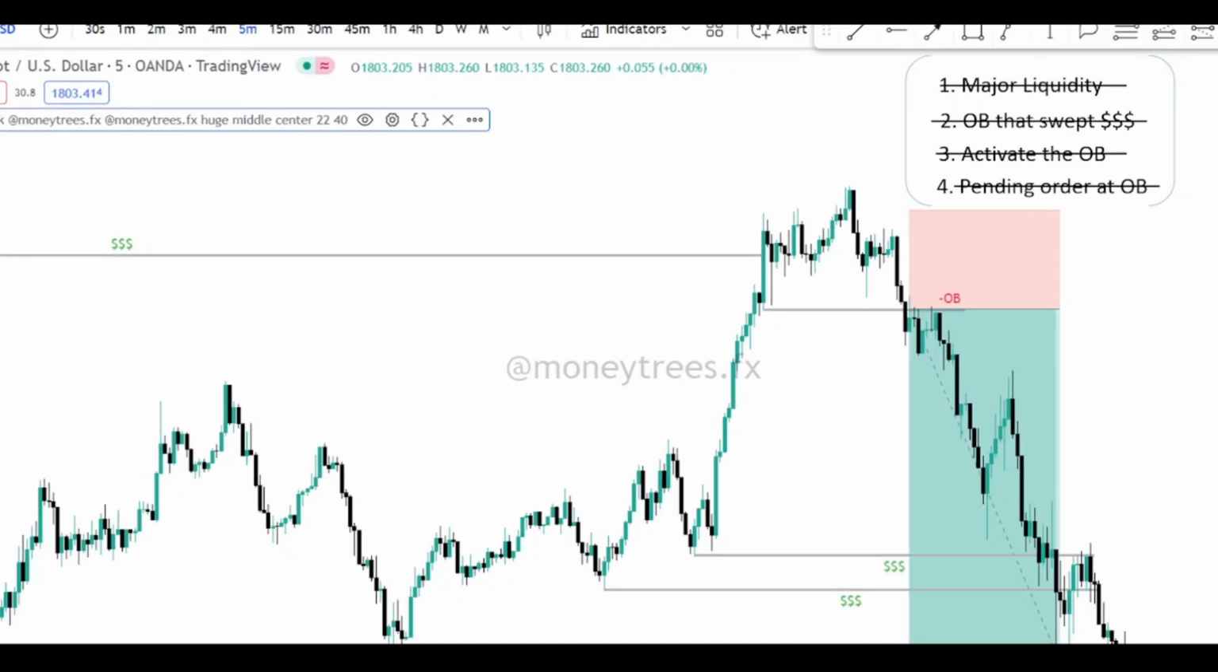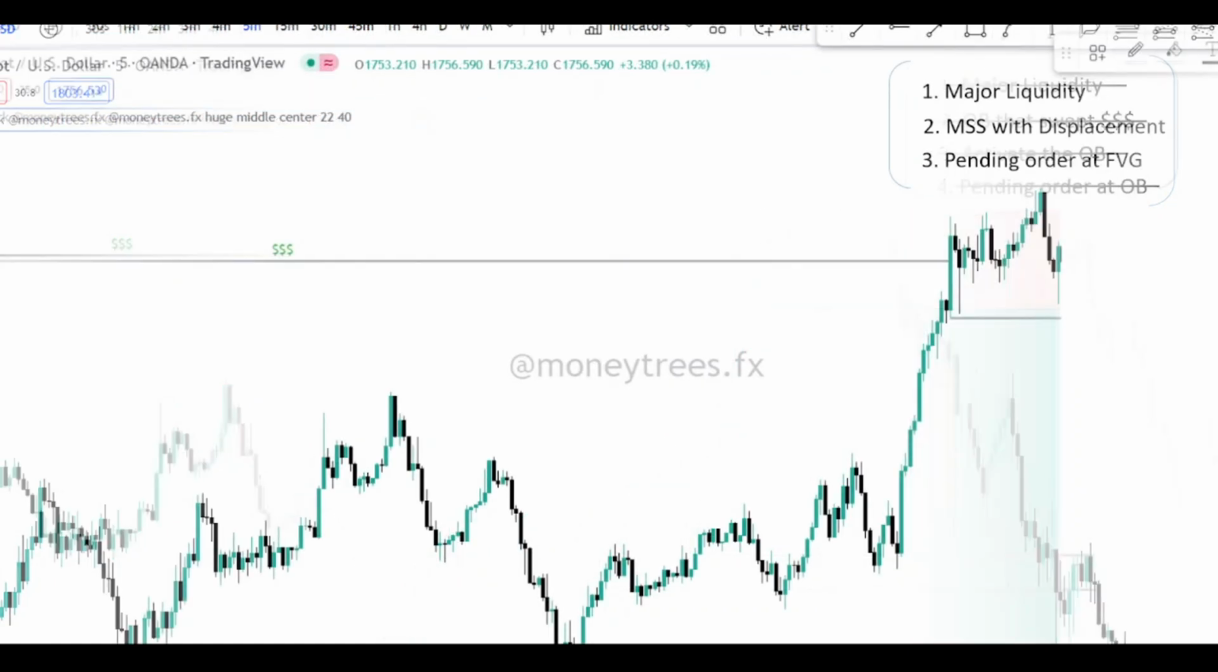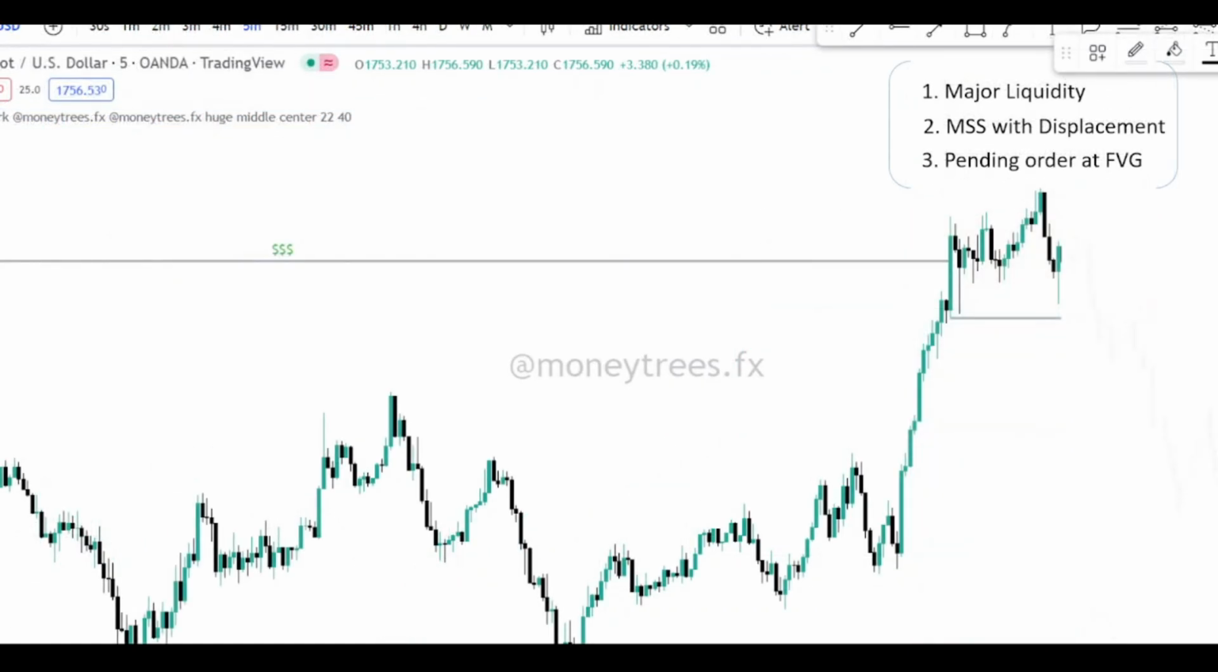So let's move to the second model. Right now we have a very short trading plan. This is what you're going to look for every single day. You want to see price take out major liquidity, which is the previous day's high or the previous week's high. Next, you want to see a market structure shift with displacement.